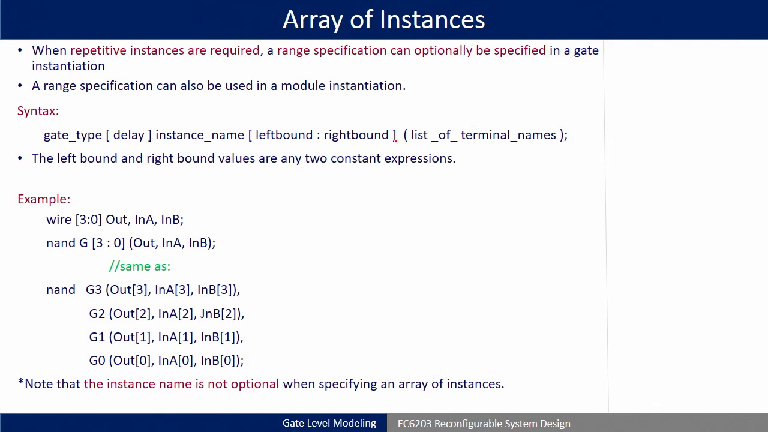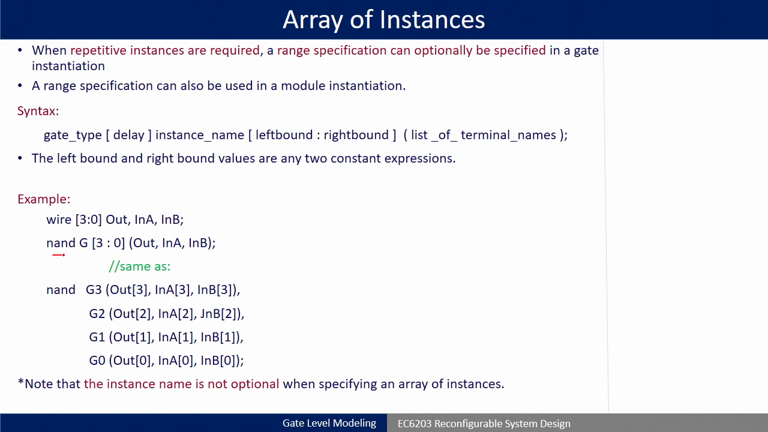So, if you see the example I have written here, where 3:0 out comma in A comma in B, understood. That means my out is 4 bit, in A is 4 bit and in B is also 4 bit, understood. So, what I can do is take 4 NAND gates and call them using out bracket 3, out bracket 1, understood. Like that I can call 4 times. Instead of that, to make things easy, there is a syntax called NAND.